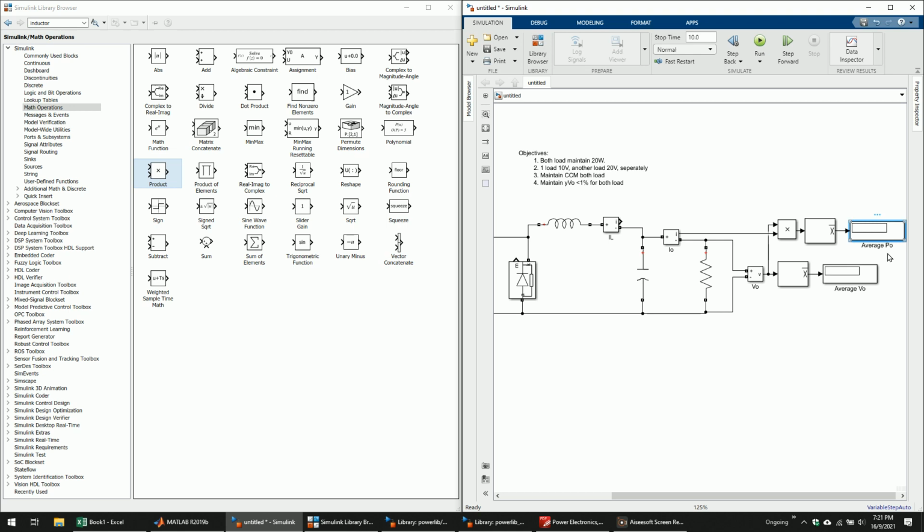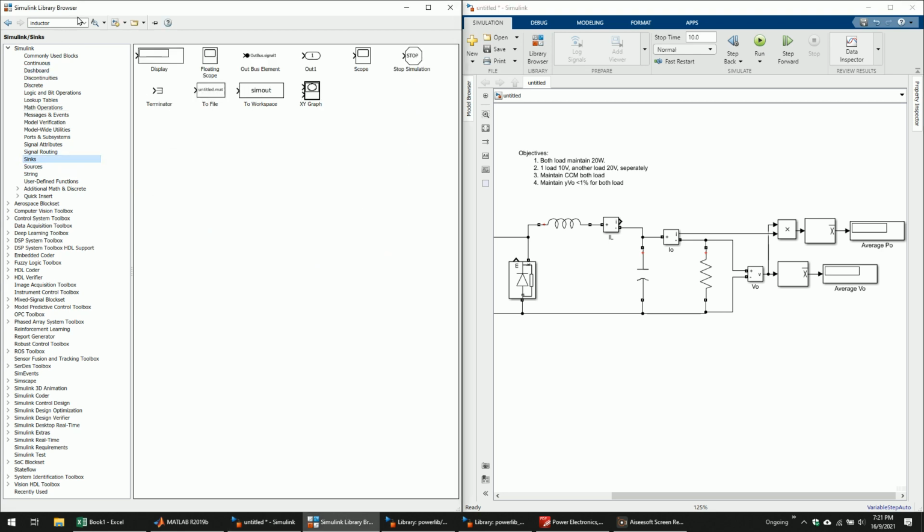So here you cannot use display because you want to see the waveform. So you go to the sync, the main library, go to the sync and goes to the scope. Measure here the IL. Okay, now this one is the objective 3. How about objective 4? Objective 4 is the ripple factor.